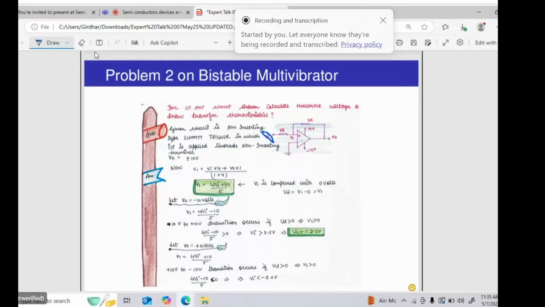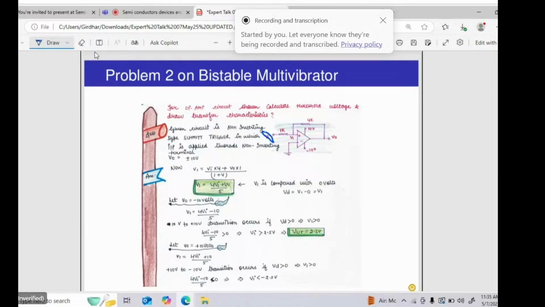hysteresis width. Now the direction is very important, because the transition is from plus Vsat to minus Vsat, and minus Vsat to plus Vsat. In the non-inverting type Schmitt trigger, the direction of the hysteresis is anti-clockwise, while for the inverting type Schmitt trigger it was clockwise, because the transition is from plus Vsat to minus Vsat only. This direction is clockwise only. So you can understand the operation is simple.